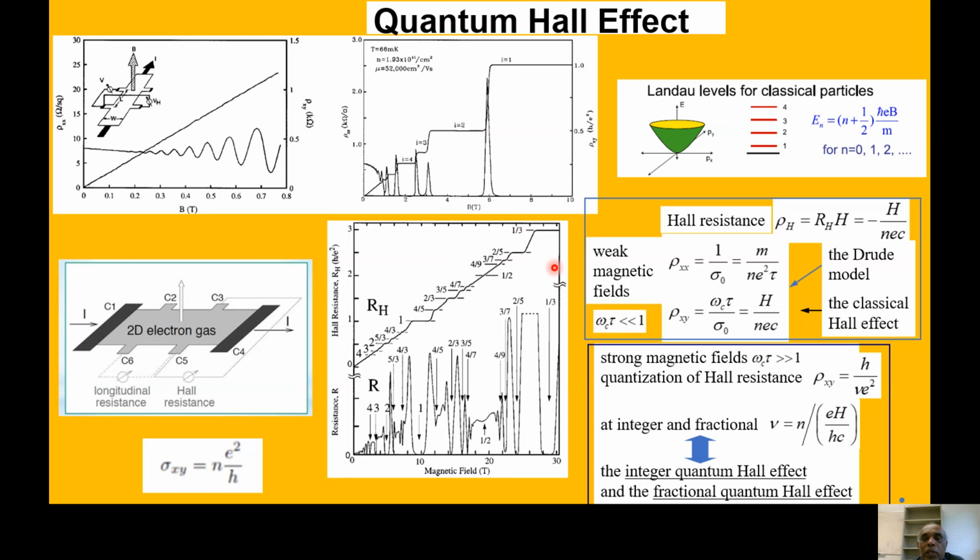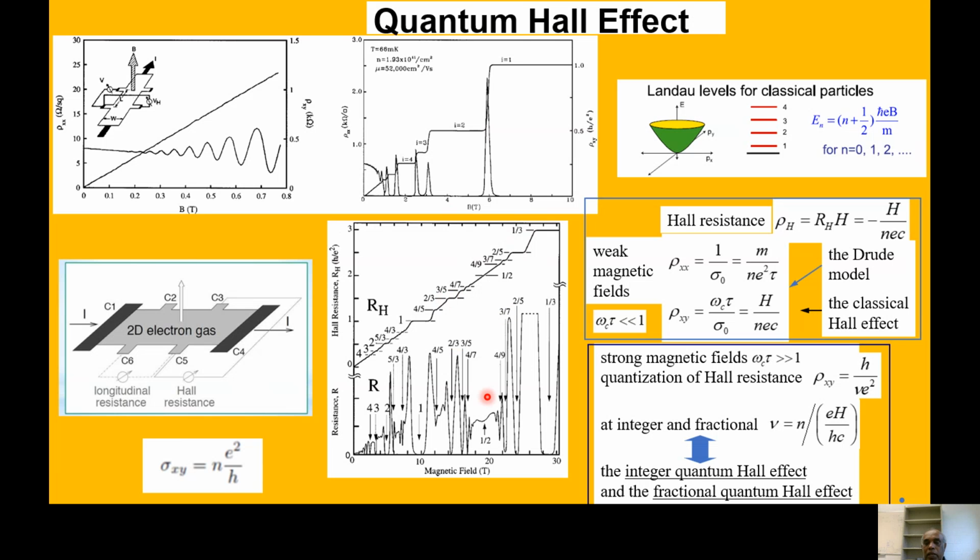Typically, this is your rho, right? If you write in terms of sigma, that is n times e squared over h. So n goes from 1, 2, 3, like that for the integer quantum Hall effect. But for the fractional Hall effect, they can be fractional values like 1/3, 2/5, and things like that. This is the fractional quantum Hall effect.